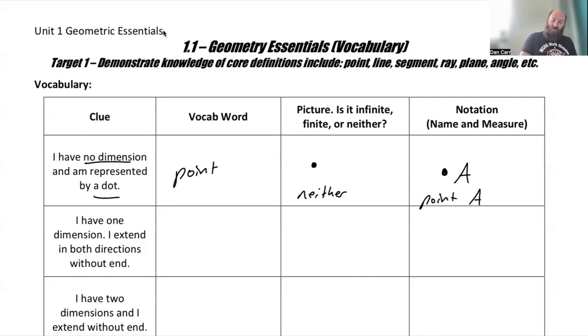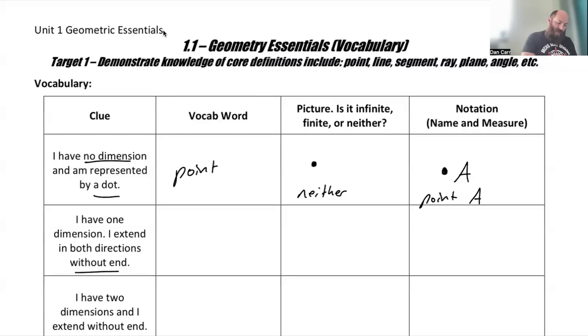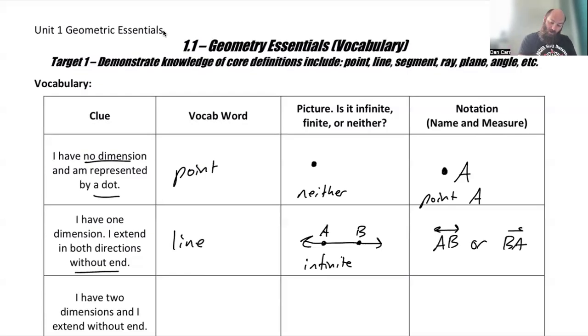I have one dimension. I extend in both directions without end. That is a line. So in geometry, a line goes forever in both directions. It's defined by 2 points. This is going to be infinite. If I call the 2 points A and B, my notation is line AB. I draw the 2 letters AB, and then a little double-sided arrow above it. I could also do this as BA. So I can go AB or BA, it doesn't really matter.